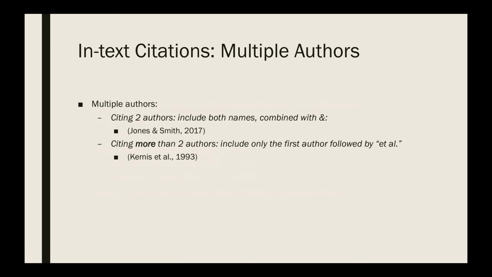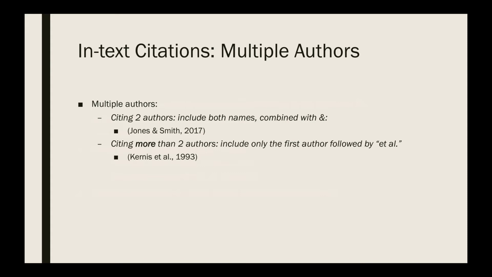When you're citing a document that has multiple authors, there's a couple rules to keep in mind. If the document has two authors, you'll include the last names of both combined with the ampersand, and then of course the year. If you're citing a document that has more than two authors, include only the first author followed by et al. So you can see here, Kernis et al., period, comma, and then the year.